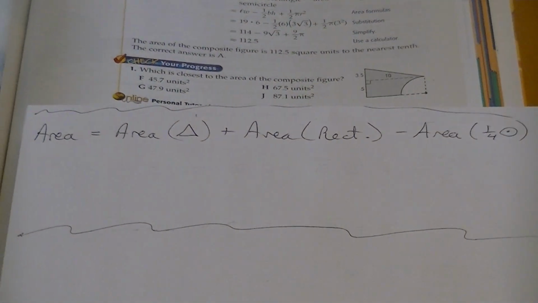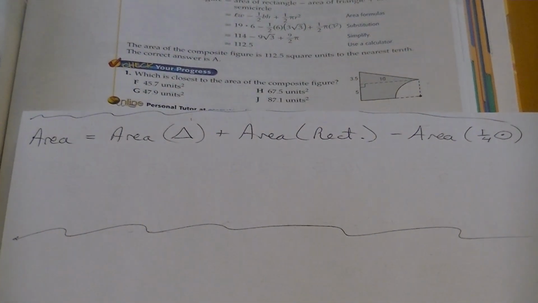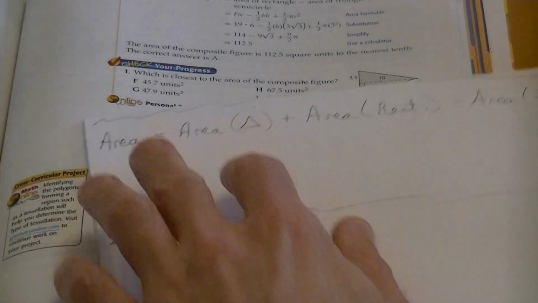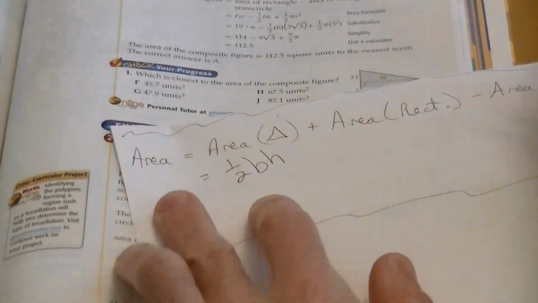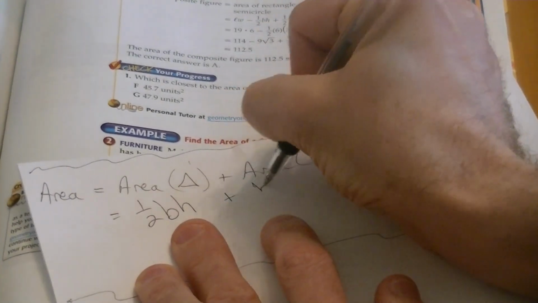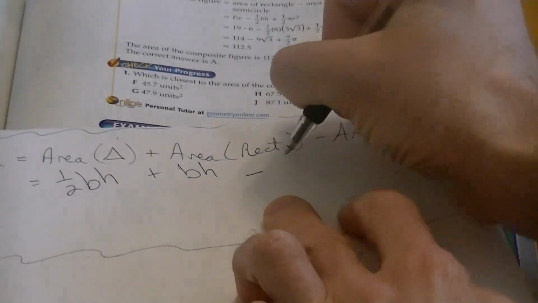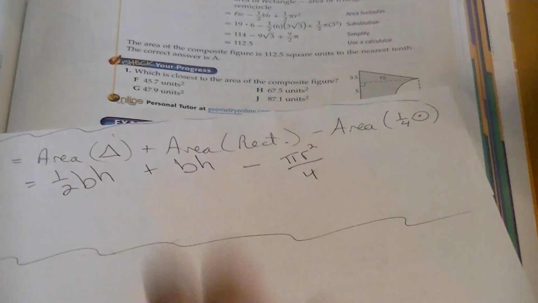Your next line is the formulas. Now this triangle was not equilateral, so we can't do side squared root 3 over 4. We can't do 1/2 AP. What we could do is 1/2 base height, plus the rectangle, which is base height, minus a quarter of the area of the circle, so pi r squared divided by 4.